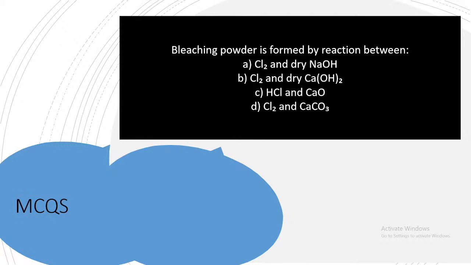Okay, next one. Bleaching powder is formed by reaction between: option A chlorine and dry NaOH, option B chlorine and dry calcium hydroxide, option C HCl and calcium oxide, option D chlorine and calcium carbonate. This is the preparation of bleaching powder, and from there this question has come. So how will you prepare bleaching powder? Which compounds will you use?